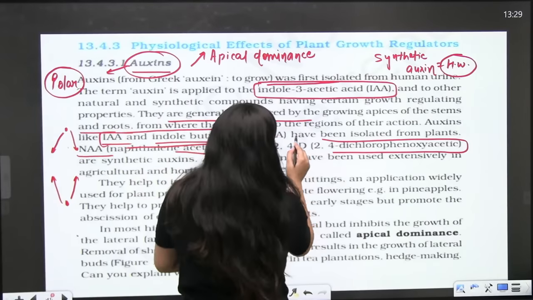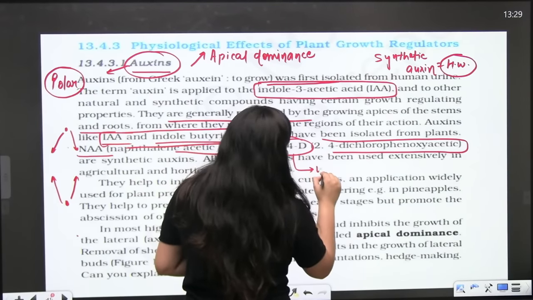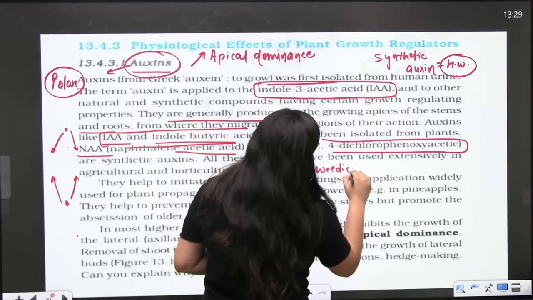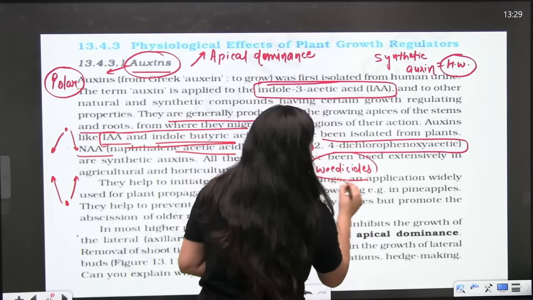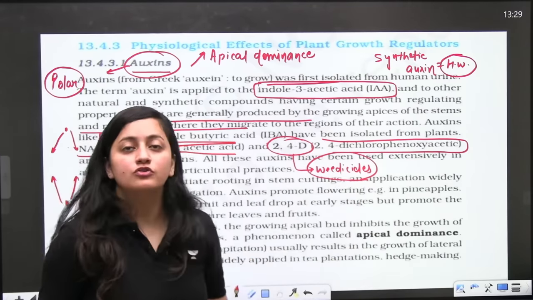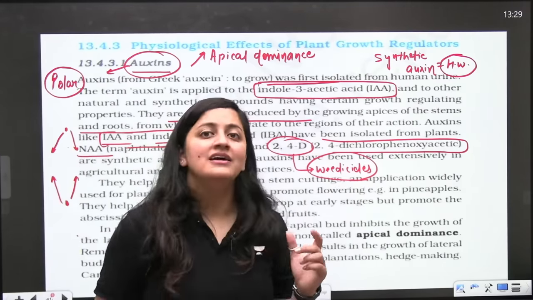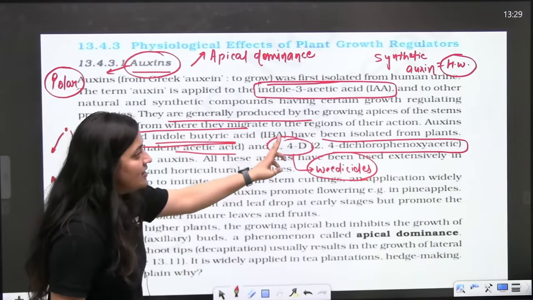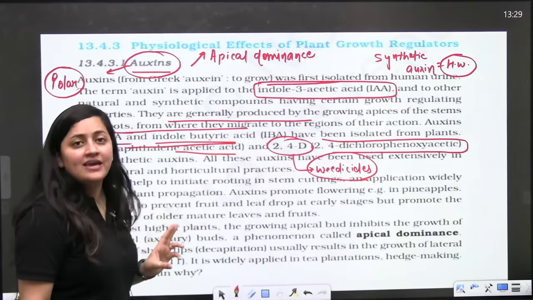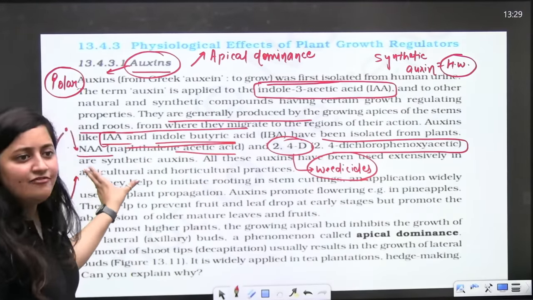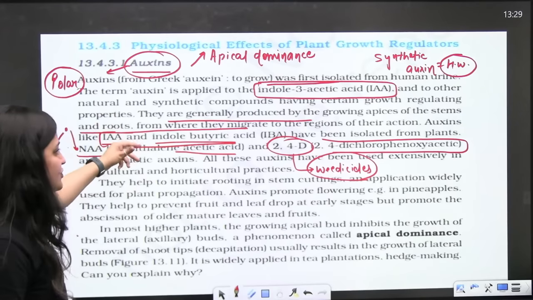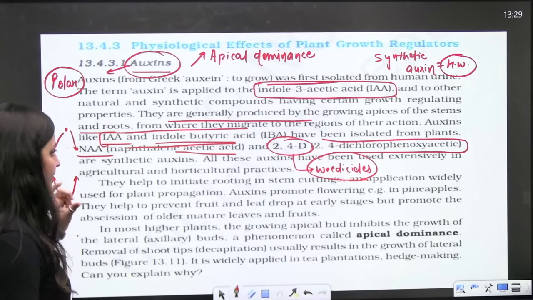And moreover, bachche, this 2,4-D is also a weedicide. It is used to destroy dicot weeds. This 2,4-D is also a weedicide; it destroys the dicot weeds, right? Dichlorophenoxyacetic acid. Moreover, even 2,4,5-T is also there, but that is not mentioned in NCERT, so we are not considering it. Done, bachche?